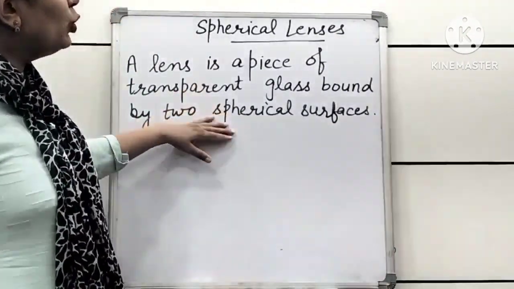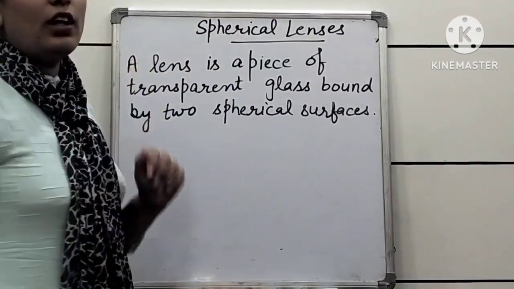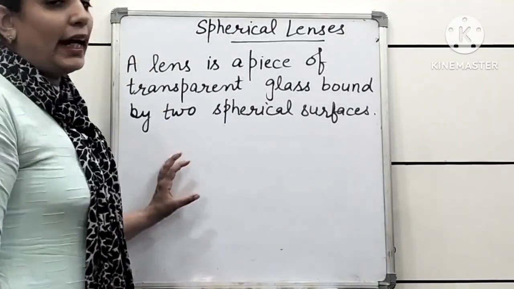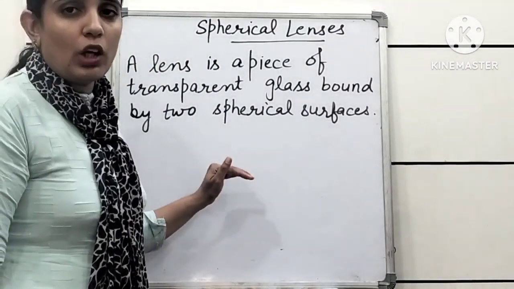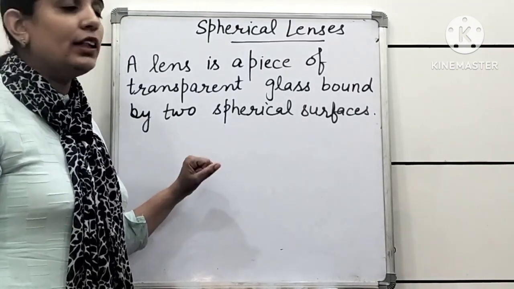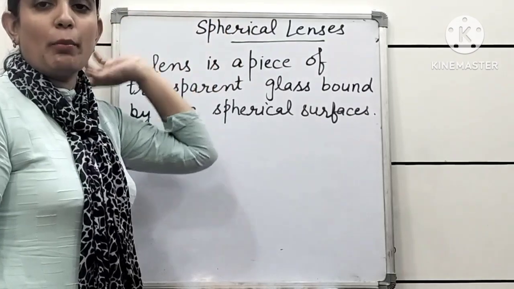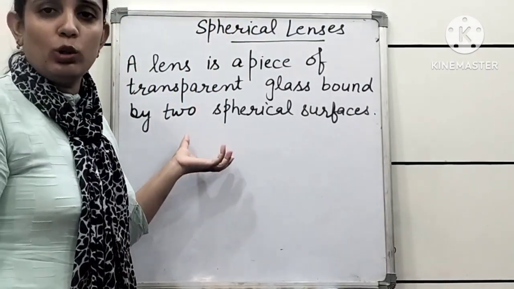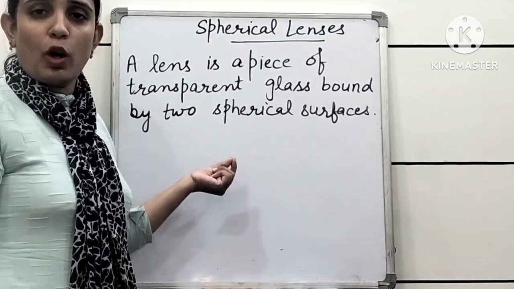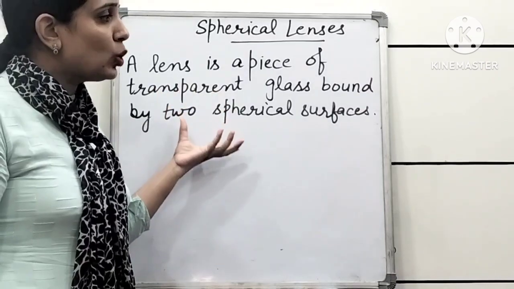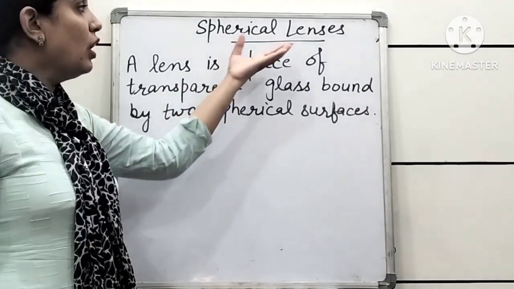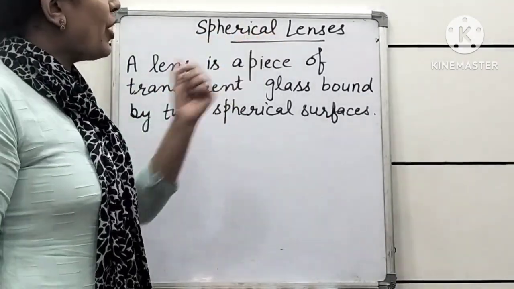Today I am coming with a new video on spherical lenses. We all know that the mirror is based on the phenomenon of reflection of light, and lenses have the most important uses in making the microscope. Watchmakers also use lenses to see the small parts of a watch, and in the microscope and telescope we use lenses. So what is a spherical lens?